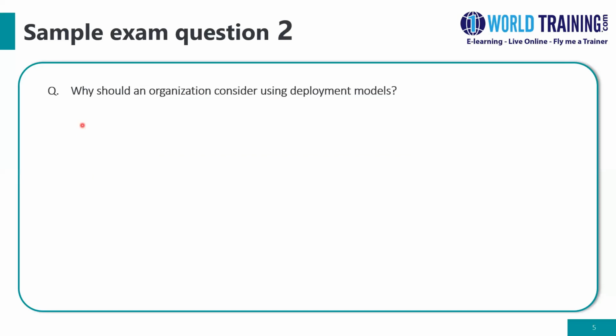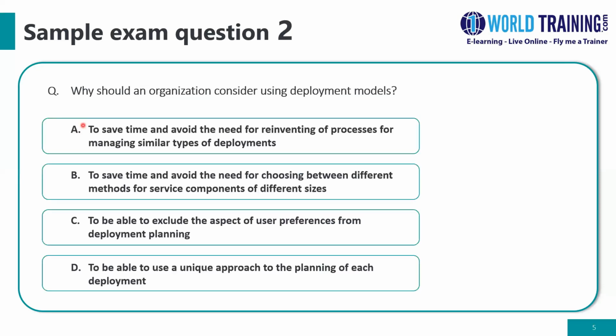Number two, why should an organization consider using deployment models? A, to save time and avoid the need for reinventing of processes for managing similar type of deployments. B, to save time and avoid the need for choosing between different methods for service components of different sizes. C, to be able to exclude the aspect of user preferences from deployment planning. Or D, to be able to use a unique approach to the planning of each deployment.